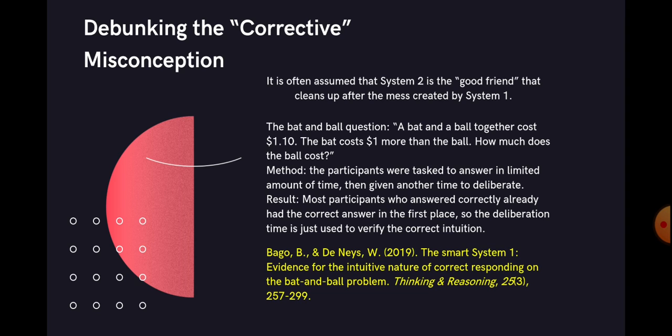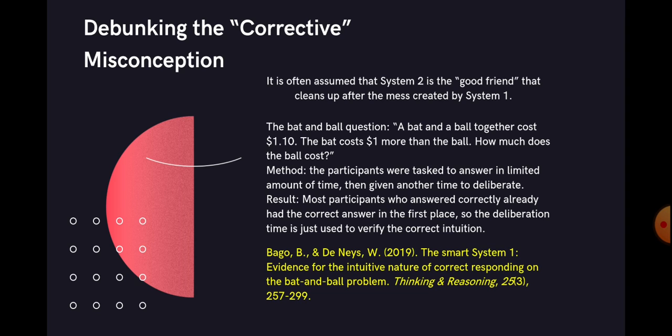But then, after giving their answer in a limited amount of time, they are given another chance. So they can deliberate further to see if they will come up with another answer. The result here is that most participants who answered correctly already had the correct answer in the first place. So their intuition was already correct. The deliberation time is basically just used to verify the correct intuition.